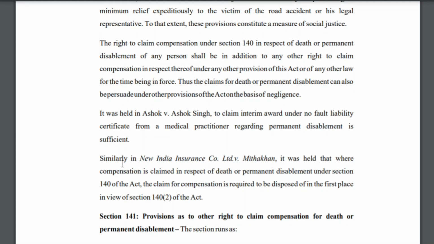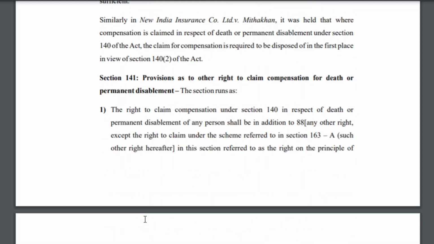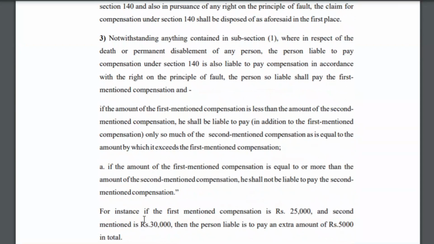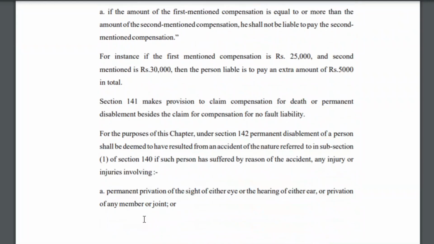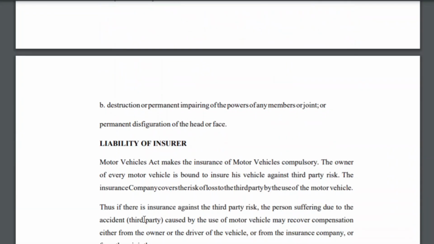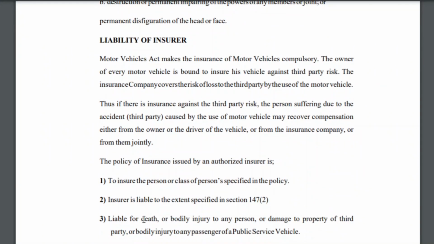So we have to discuss sections 140 to 144 under no fault liability. Under fault liability, we have to discuss sections 145 to 164. These are very important things from the examination point of view. And here, what is the liability of the insurer? It has to be discussed: what the insurer has to give, and for which aspect he has to give.